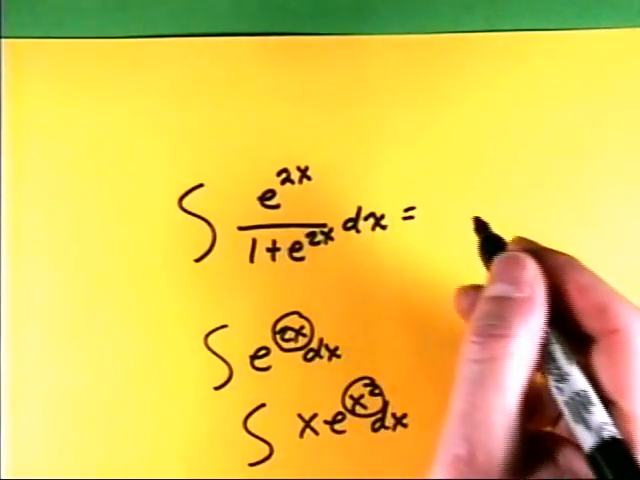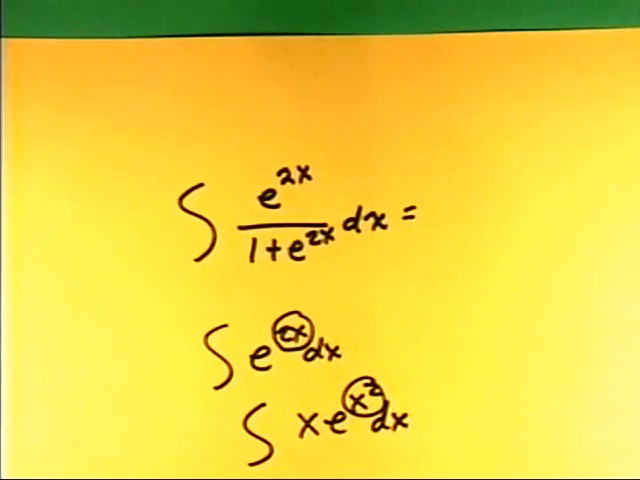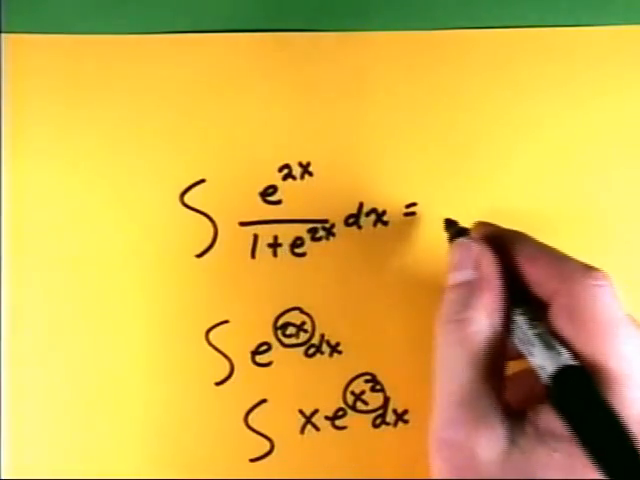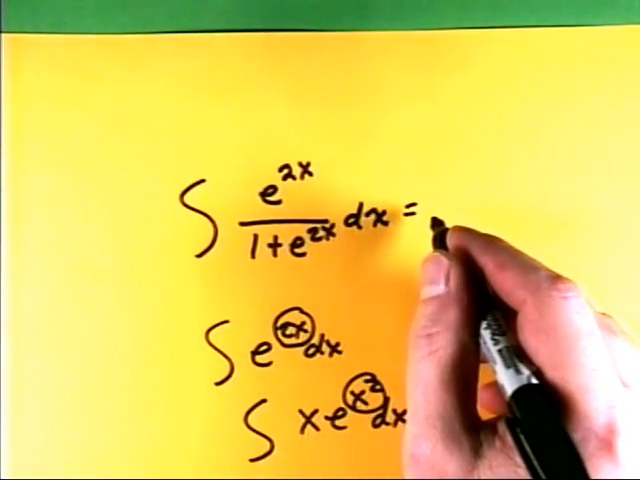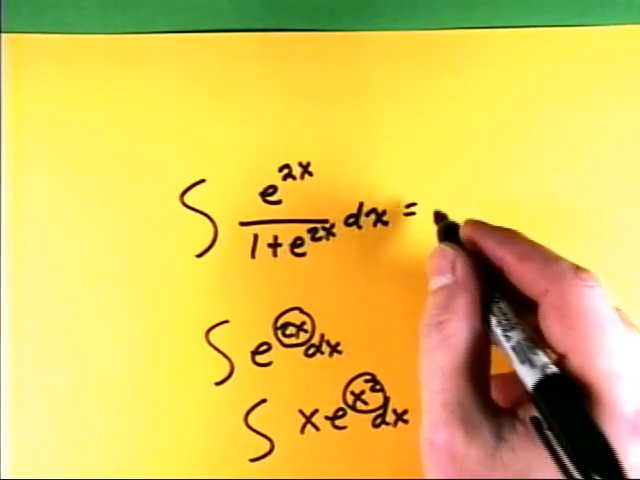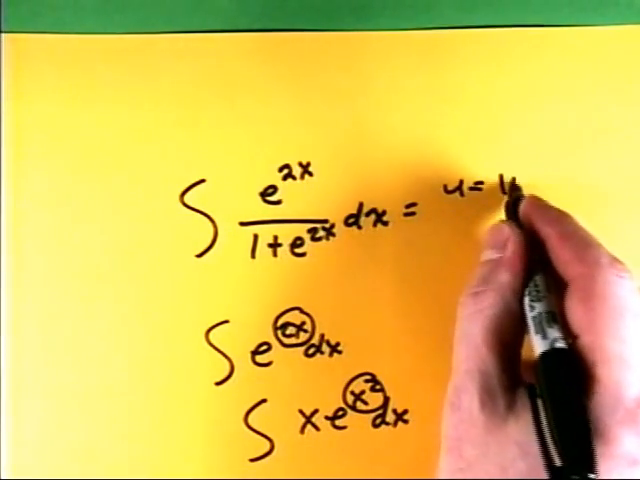So what do you set equal to u? U is going to equal 2x. No! It's the big one. Ever see Sanford and Son? No. Okay, never mind. So u is going to be the bottom, my denominator. So it's 1 plus e to the 2x.